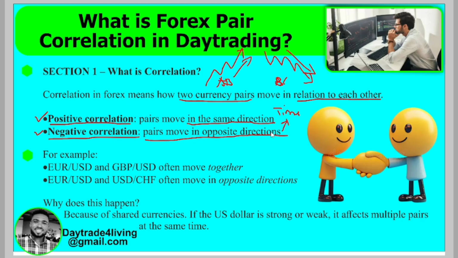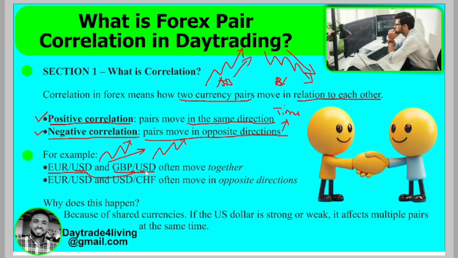And what are some of the most correlated pairs? For example, we have Euro USD and Pound USD. These pairs are mostly correlated. Why? Because the USD is in both of them. Let's assume that Euro USD is trending upwards. What does it mean for Euro USD to trend upwards? It means the USD is weak and the Euro is strong. That is why this pair is trending upwards. Since the USD is weak, the same USD here is also weak. So Pound USD is also going to trend upwards because the USD is going to be weak in both of them.